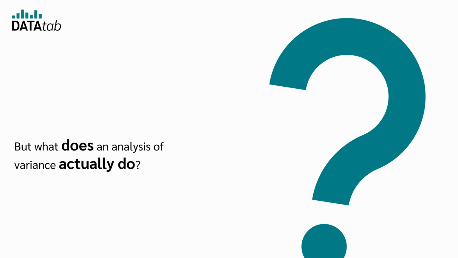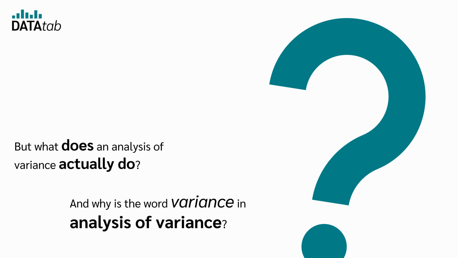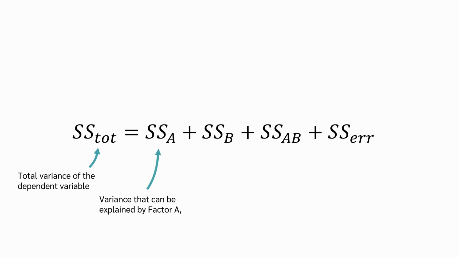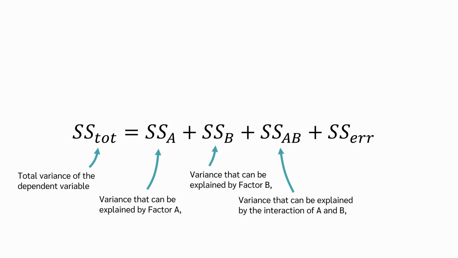But what does an analysis of variance actually do? And why is the word variance in analysis of variance? In a two-way analysis of variance, the total variance of the dependent variable is divided into the variance that can be explained by factor A, the variance that can be explained by factor B, the variance of the interaction, and the error variance. Actually, SS is not the variance, but the sum of squares. We will discuss how to calculate the variance in this case in a moment.